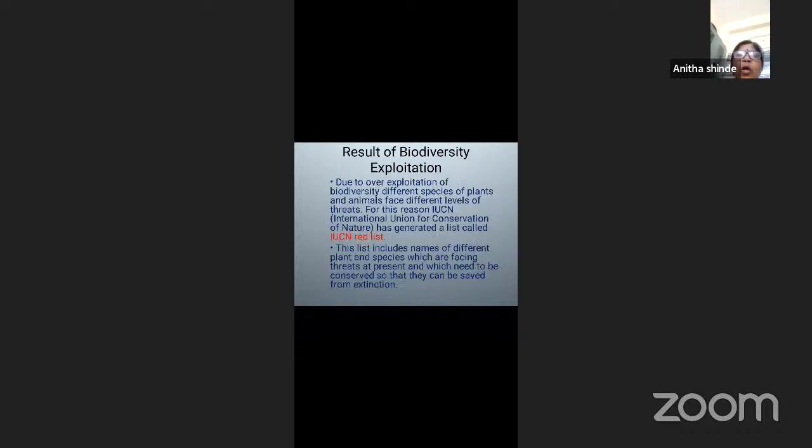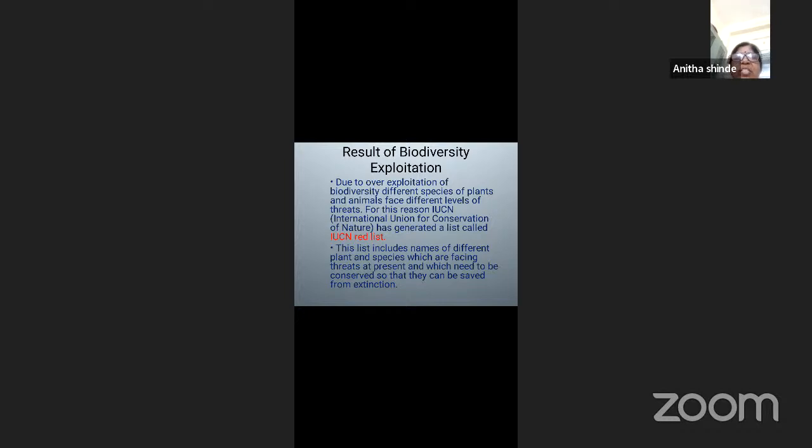The next is the result of biodiversity exploitation. You all know, due to the over exploitation of the biodiversity, different species of plants as well as animals are facing a lot of threats. That is the reason why different organizations have come up, both at the national level as well as the international level. At the international level, one union was founded, called the International Union for Conservation of Nature. They have prepared a list that we call the IUCN Red List. IUCN stands for International Union for Conservation of Nature.